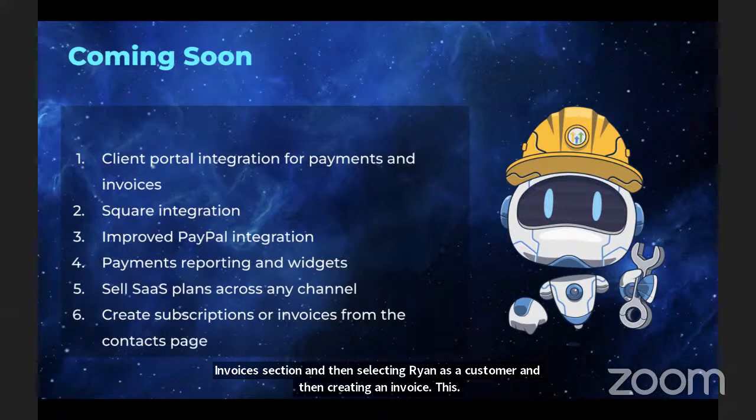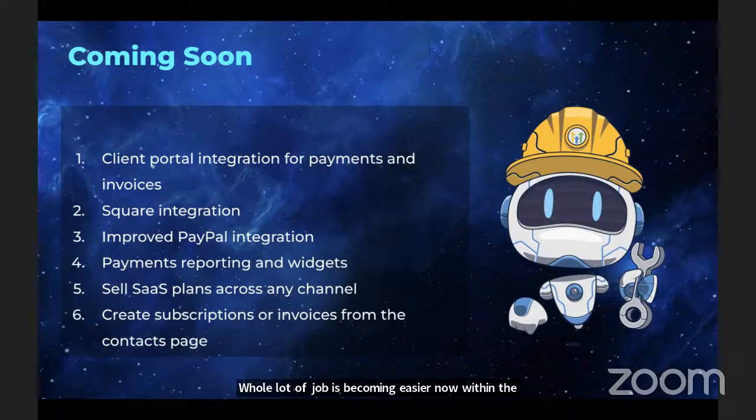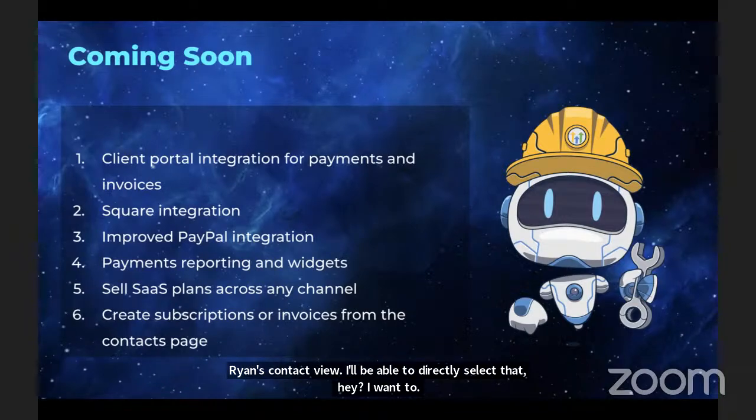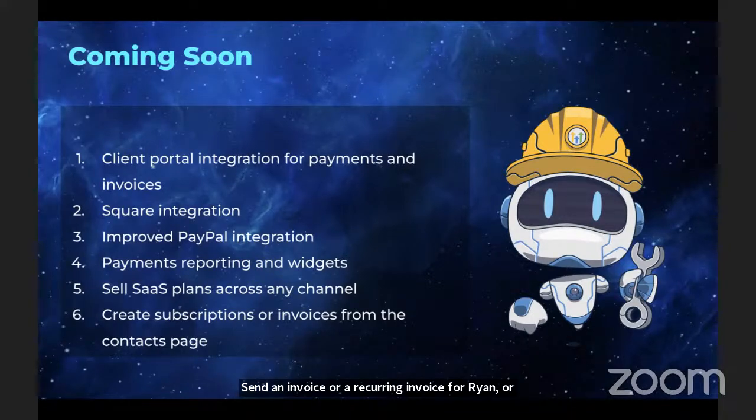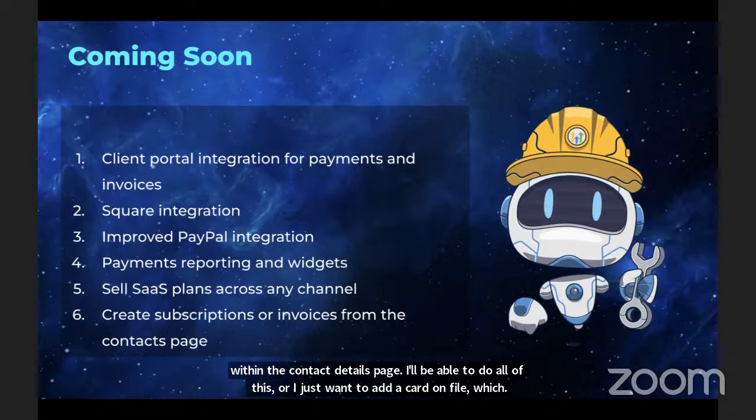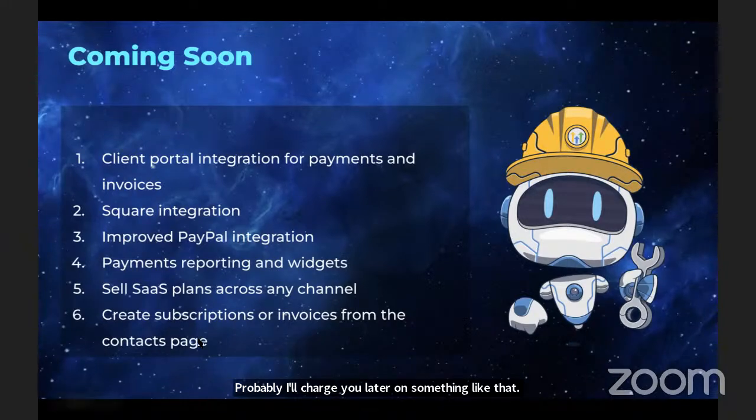This whole lot of job is becoming easier now. Within the contact details page on Ryan's contact view, I'll be able to directly select that, hey, I want to send an invoice or a recurring invoice for Ryan, or I want to create a scheduled subscription for Ryan. And within the contact details page, I'll be able to do all of this. Or I just want to add a card on file, which probably I'll charge later or something like that. So all of that will soon become possible. So this is again in development right now, coming in over the next month or so. But yeah, these are the major updates that we are currently working on.